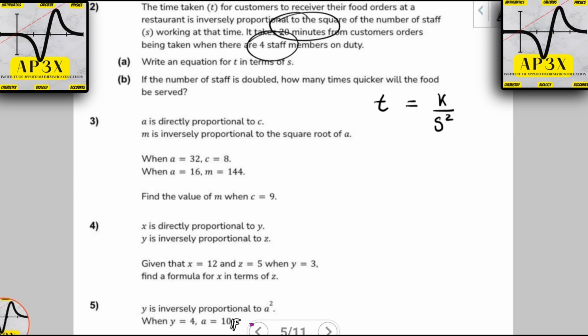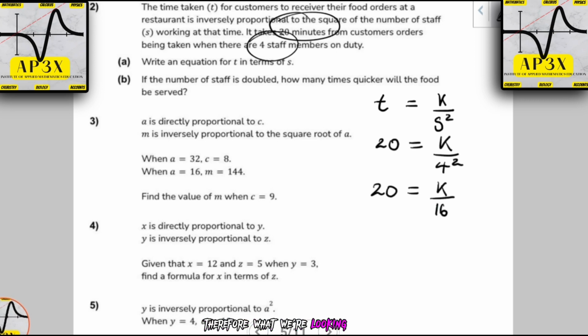Part B, if the number of staff is doubled, how many times quicker will the food be served? Interesting. We first need to find the value of k, and let's see what happens here. So here we have T, which is the time taken, which is 20 minutes, and that's going to be equal to k, which is unknown, and the number of staff working at that time is 4, so that's 4 squared. So then what we're looking at here is 20 is equal to k divided by 16.